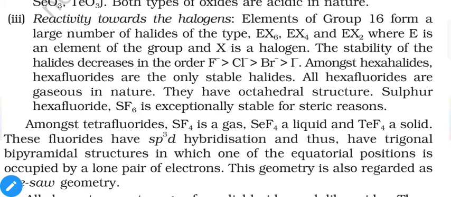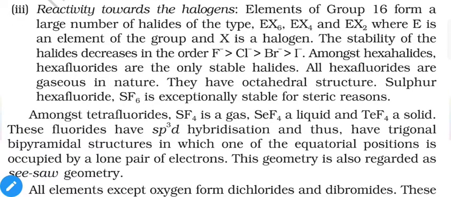Sulfur hexafluoride is exceptionally stable for steric reasons. So it is a very stable compound. It has octahedral structure and it also increases the covalency of sulfur. And remaining halogens cannot form this type of hexahalide because they are not sufficiently electronegative like fluorine.